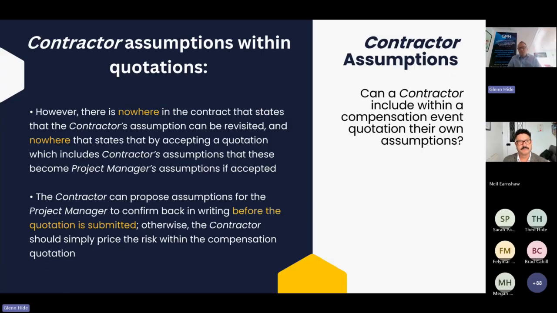The contractors are victims of trying to be too helpful, putting their own assumptions into quotes, thinking that the assumption can be revisited, and there's nowhere to do that. So only project manager assumptions can be revisited. Is that something you see, Neil, a lot of? Yeah, absolutely, Glenn.